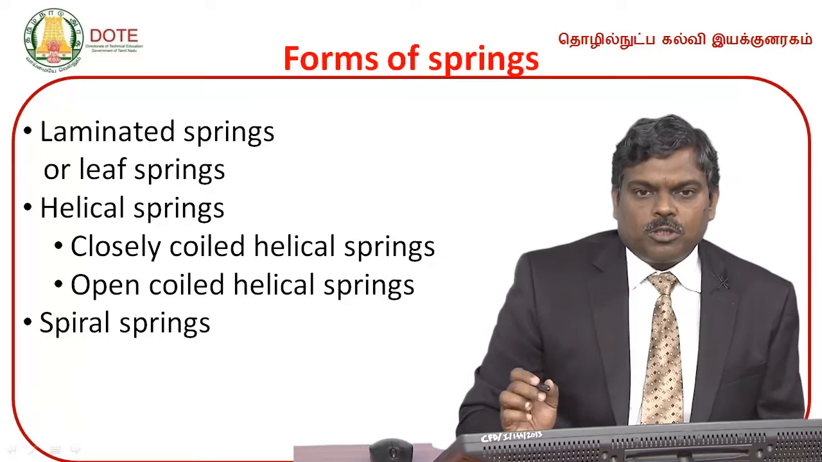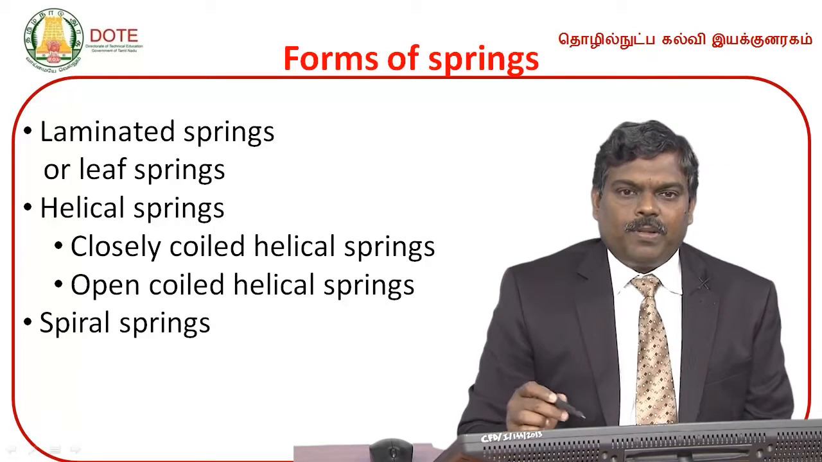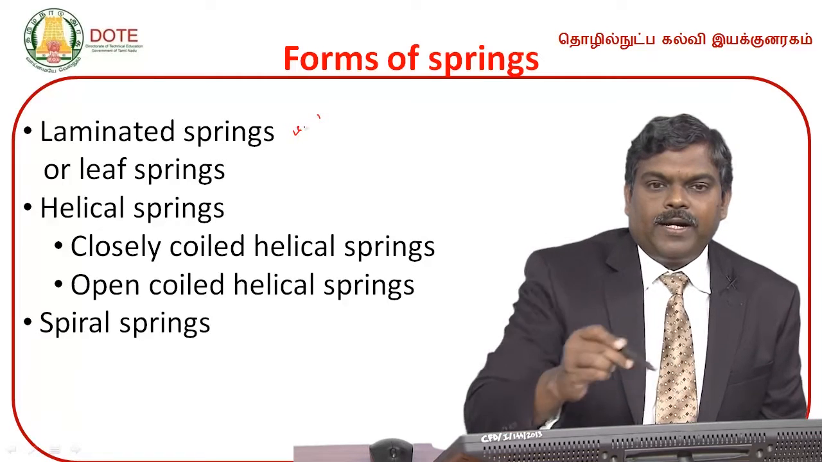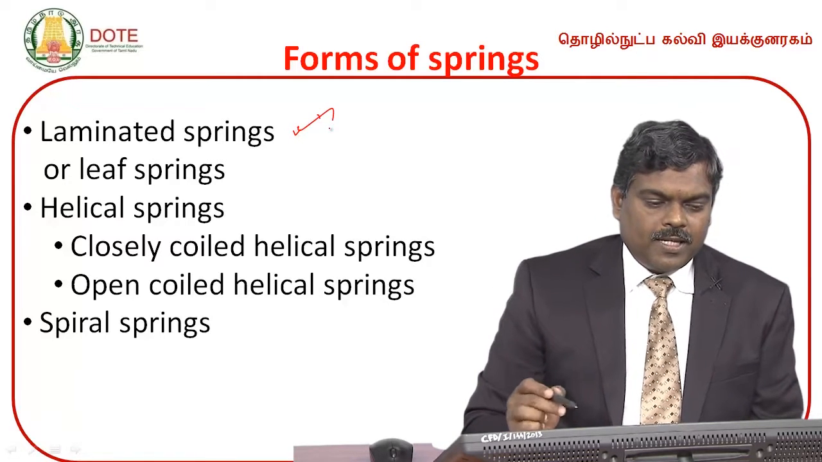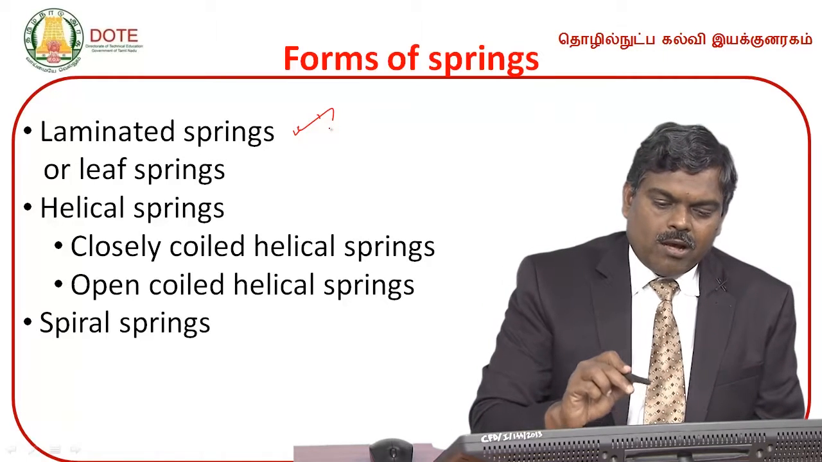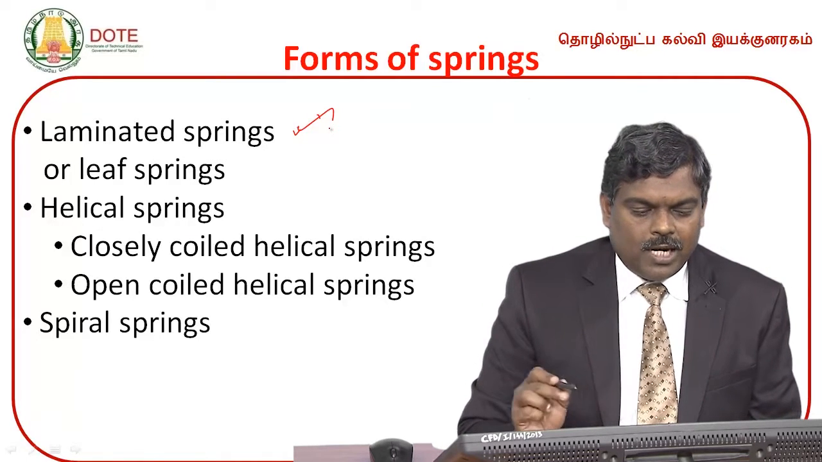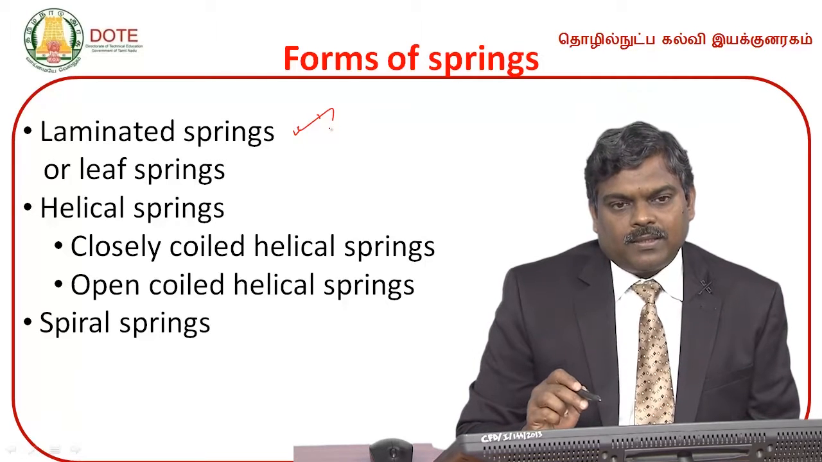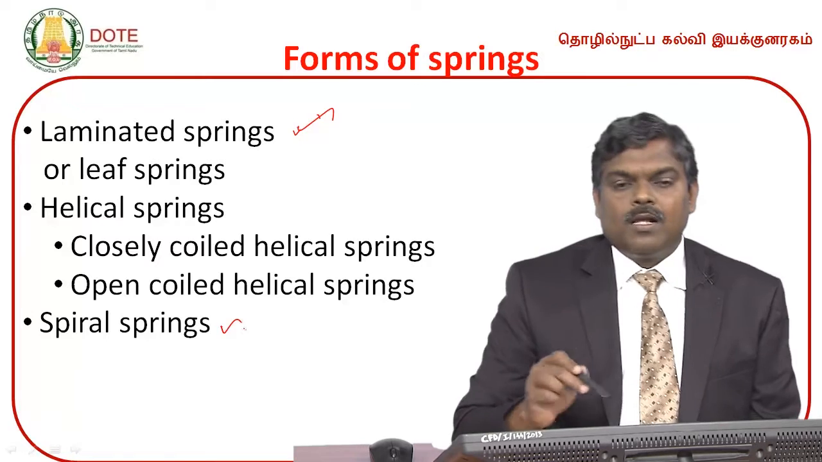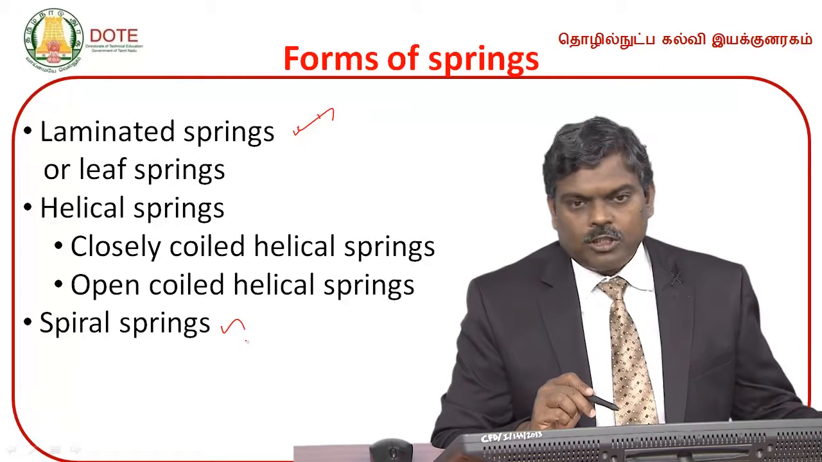What are the forms of springs? The forms of springs that we manufacture are laminated springs or leaf springs. The next category is helical springs, closely coiled helical springs and open coiled helical springs. There are two types of helical springs. Then we have the spiral springs. These are all the forms of springs.